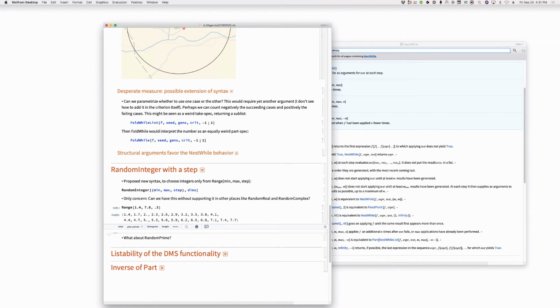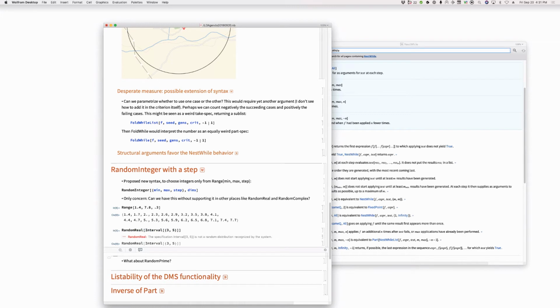By the way, does random real of interval work? I don't think so. Probably should. Perhaps it does. I don't know. Nope, but that should probably work. Okay. Random complex is hopeless.